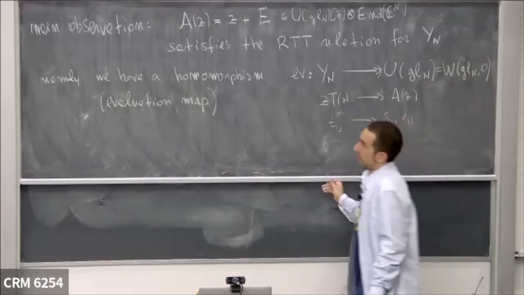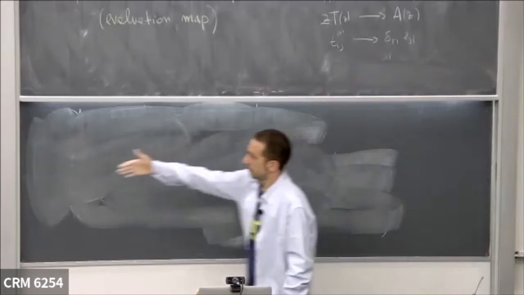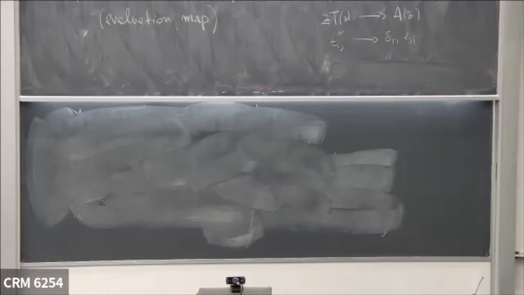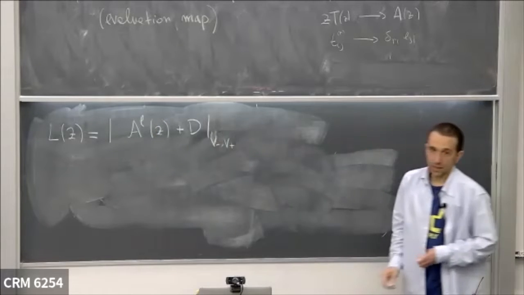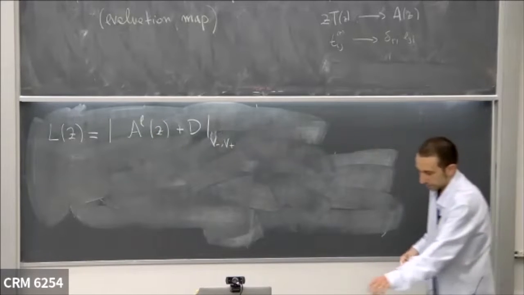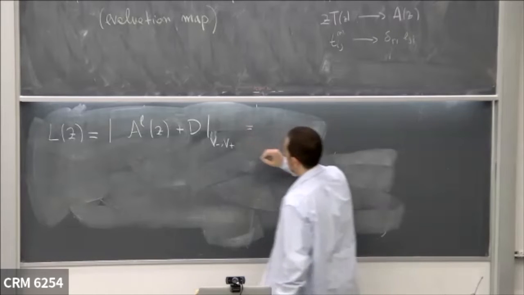And now we want to apply this machinery to show that our operator L satisfies the same relation. L was defined as the quasi-determinant not of A, but of this A, rho Z plus D. So there are a lot of things to check. Let me just write the definition.